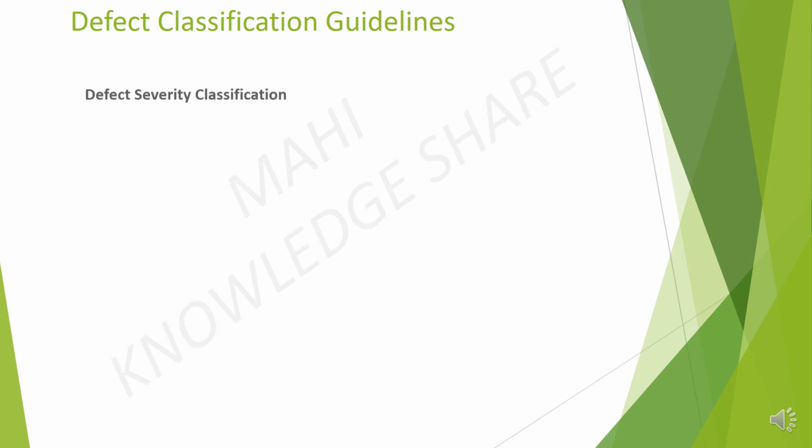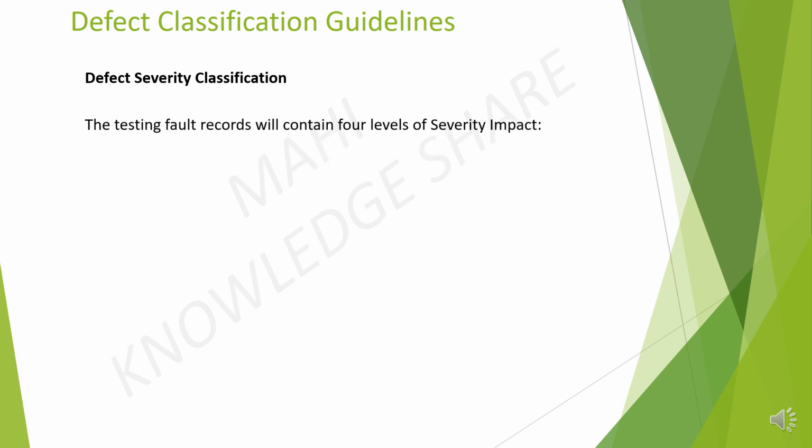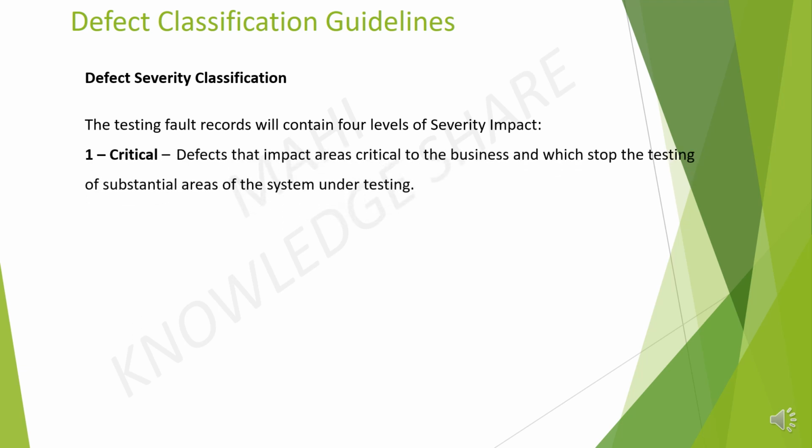Defect severity classification. The testing fault records will contain 4 levels of severity impact. 1. Critical. It means defects that impact areas critical to the business and which stop testing of substantial areas of the system under testing.